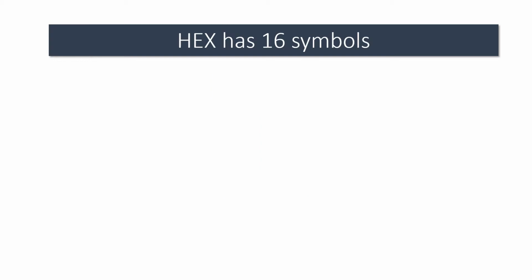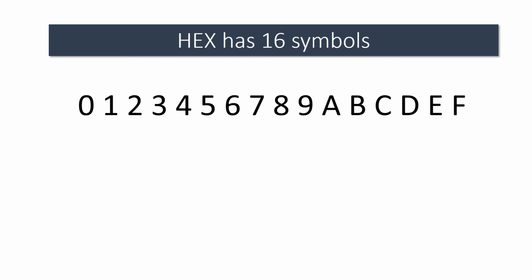In hex, there are 16 symbols, and it's just the way that we count through the regular numbers, so 0 through 9. But then there's a bunch more, so it goes 0 through 9, and then you just keep going, and you get to A, B, C, D, E, and F. Those are just the symbols that are used with hex.